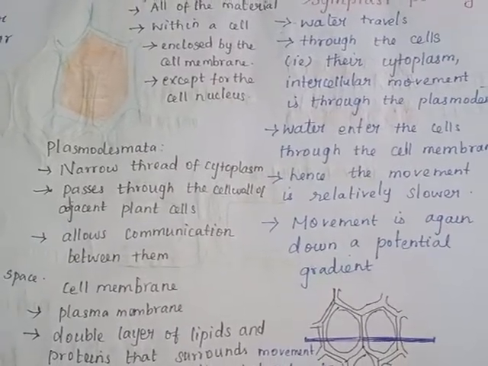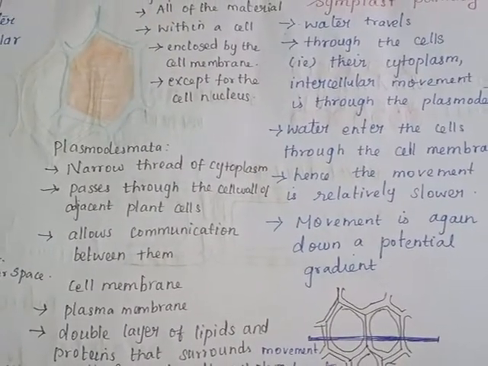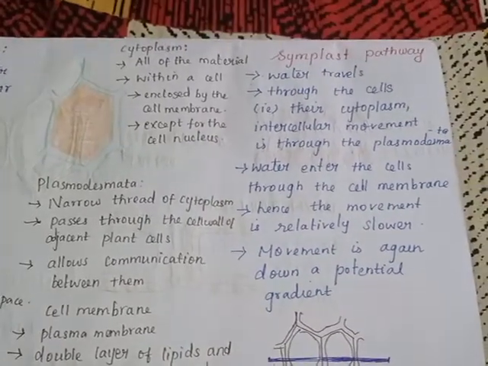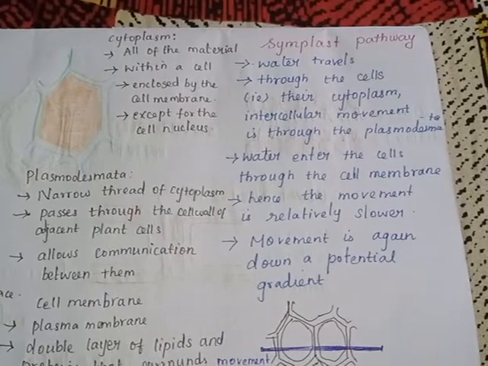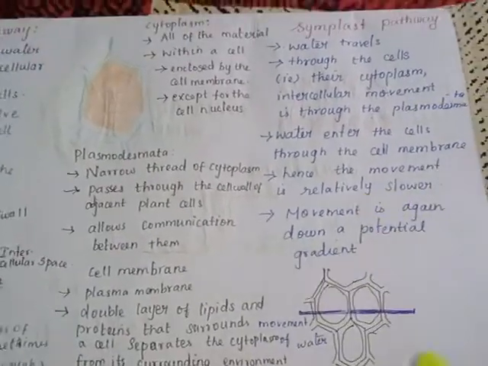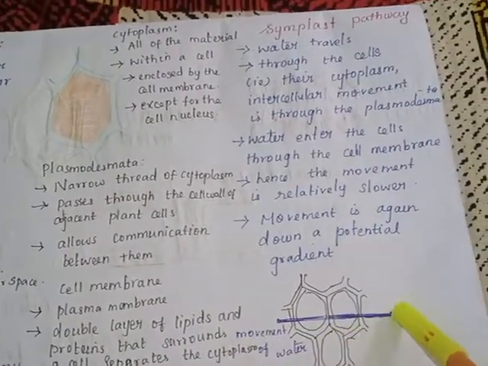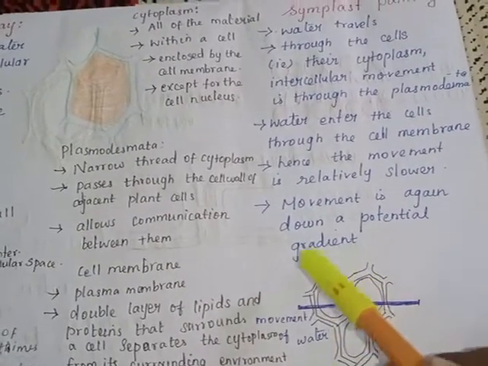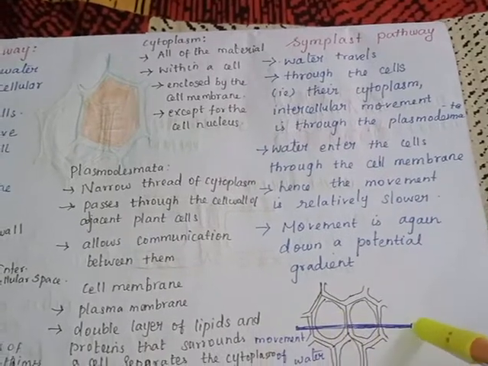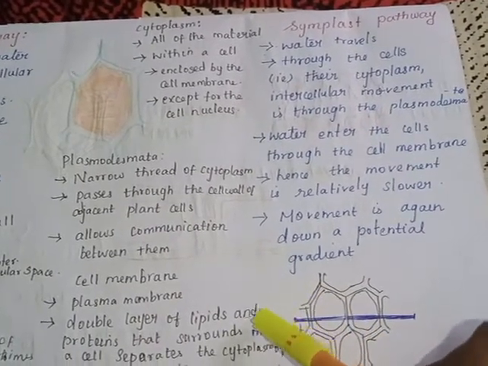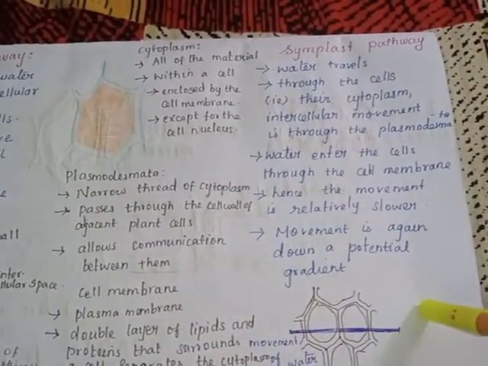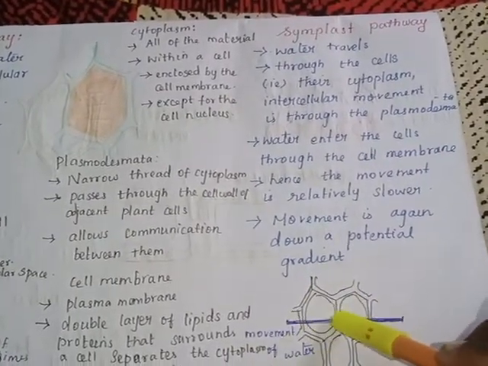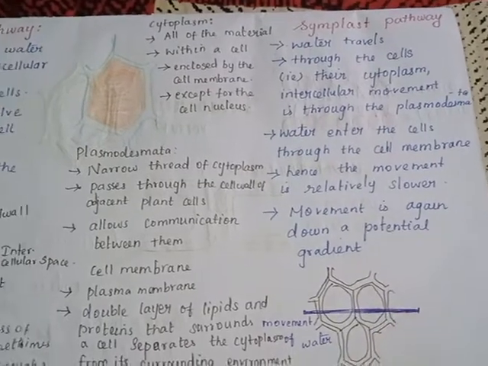First one was the apoplast pathway, where we saw movement of water through intercellular spaces and the wall of the cell. Here, in the symplast pathway, the water travels through the cells, through the cytoplasm, not through intercellular spaces or the cell wall. Intercellular movement is through the plasmodesmata.